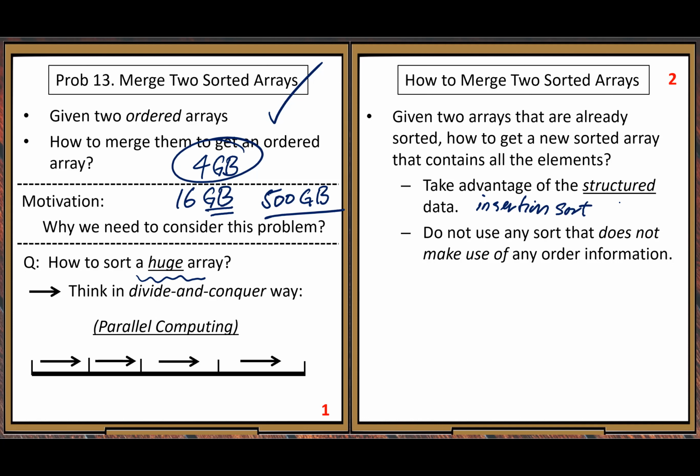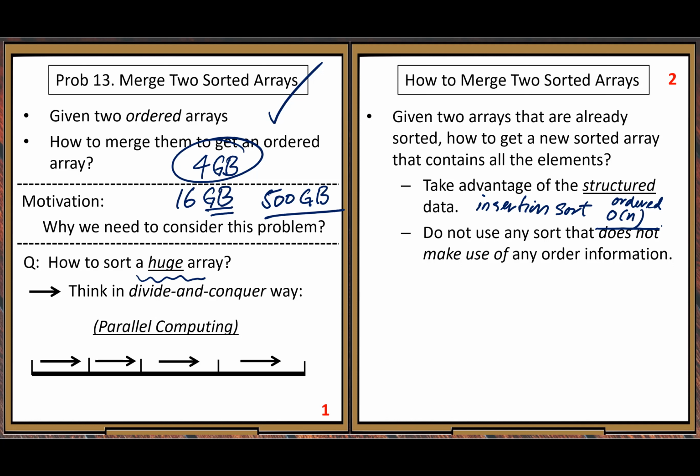If the data is already ordered, then the efficiency is big O of n. If it's not ordered, worst case, big O of n squared. That means the ordered information really helps us to improve the efficiency. We can do much better with ordered data.